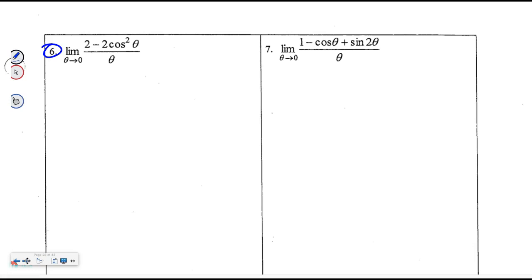So now I go to trying to find one of those 2 hiding in there. Do you see a sine of stuff over same stuff hiding in there? Or do you see a 1 minus cosine theta over theta hiding in there? Which one do you see, the sine one or the cosine one? I see the cosine one, but I need to mess with the top first. So Bo, you said you saw it. What do you think I'll do first on the top?